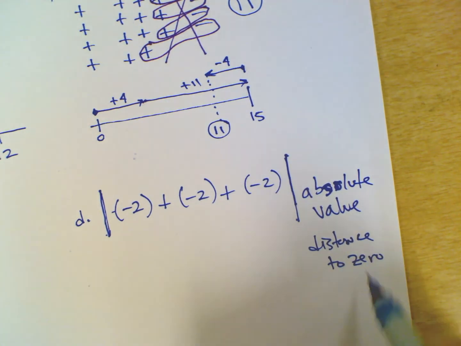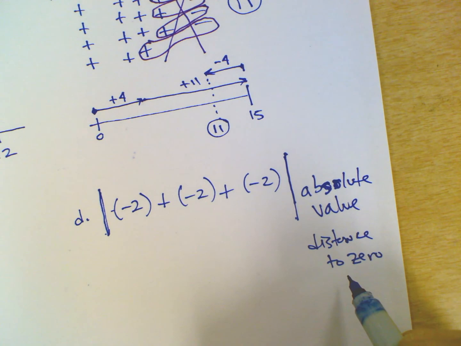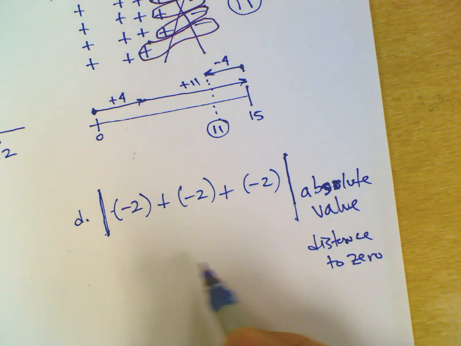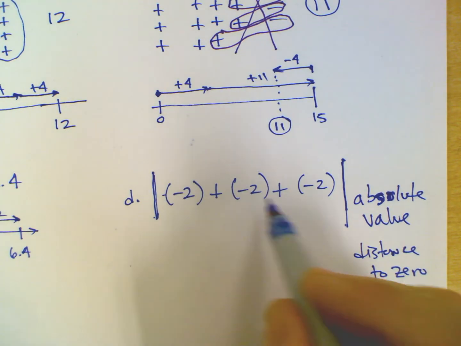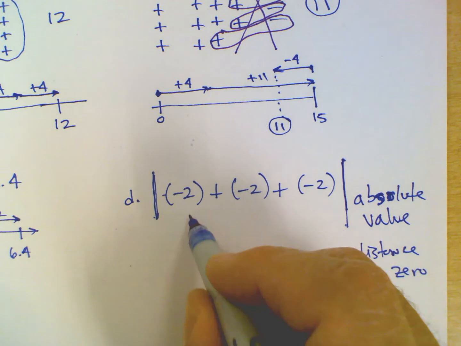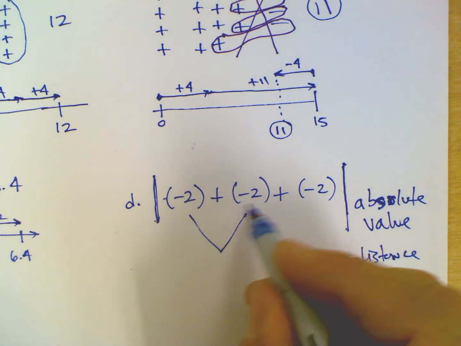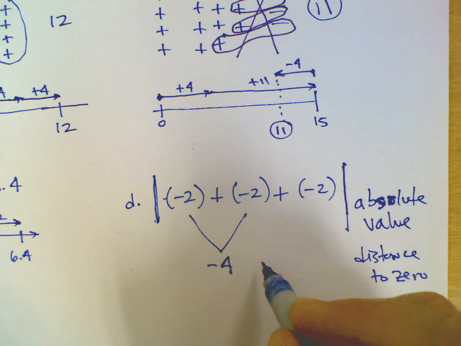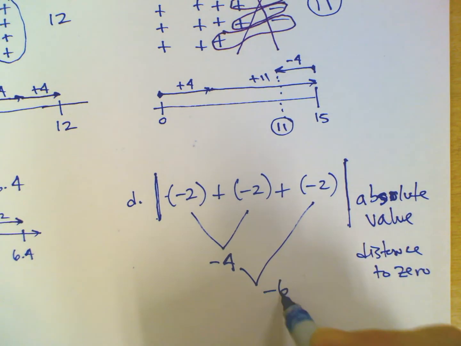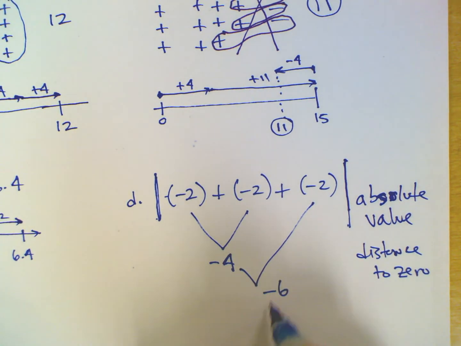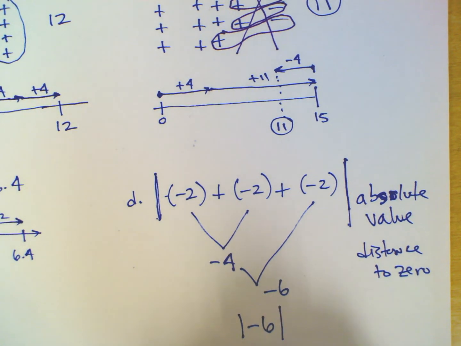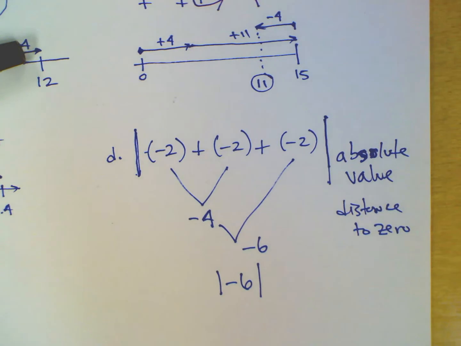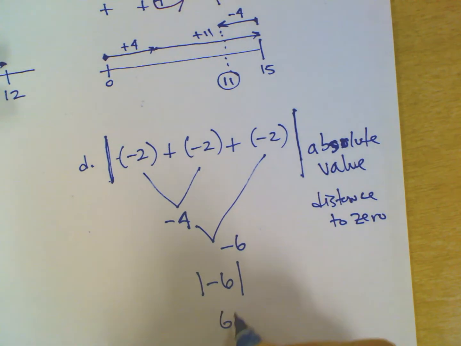Right? So distance to 0, distance is always positive. So really all it's saying is what's the positive version of whatever answer I get. So in this case, I'm taking -2 plus -2 plus -2. When I'm adding all these negatives, -2 and -2 is -4, plus another -2 is -6. But what I have is these absolute value symbols around that -6. So my final answer has to equal +6.